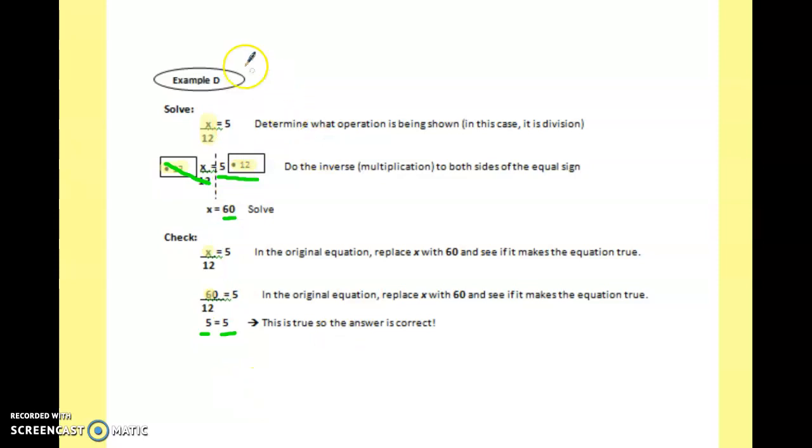So you can troubleshoot again. Let's say you accidentally added or subtracted or did a different operation than you should have, and you got an answer of, like, 23. You would be able to tell. If we checked it, here's my original equation, x divided by 12 equals 5. If we took out that x and put in a 23, we would have gotten an answer that is not 5. It would be something like 1.9, and that is not equal to 5. So we would know to go back up and check our work to see where we went wrong and correct it.